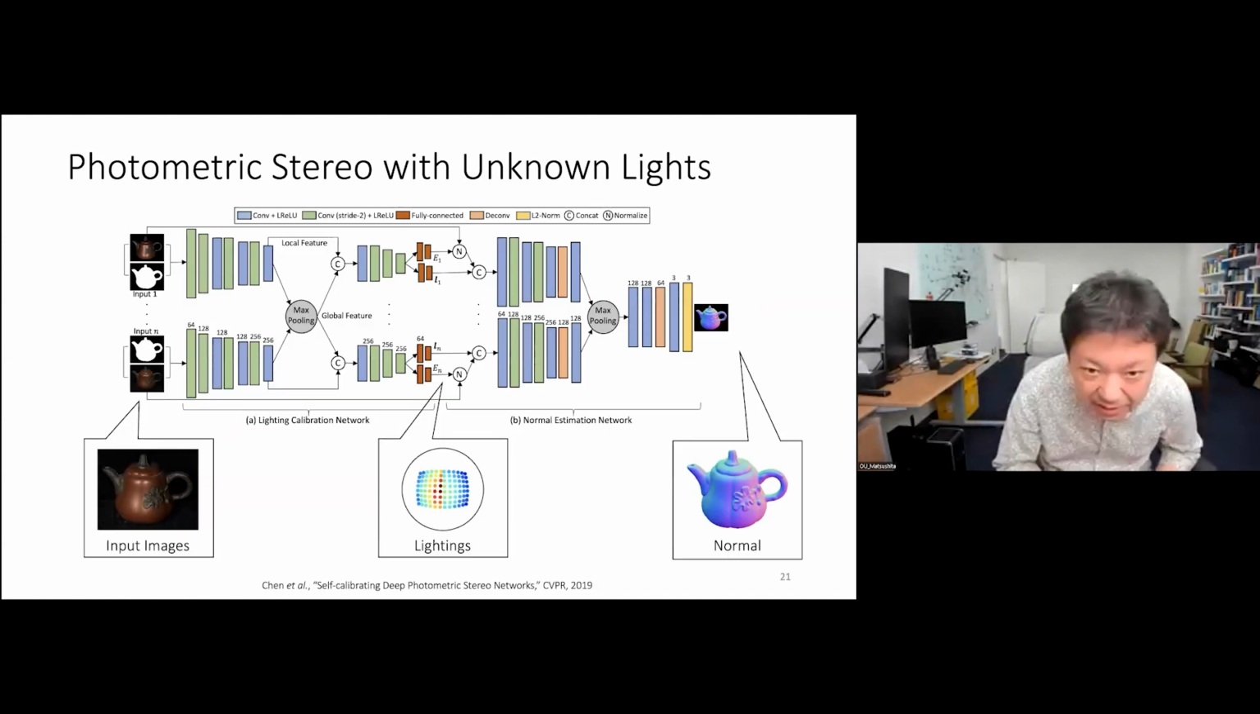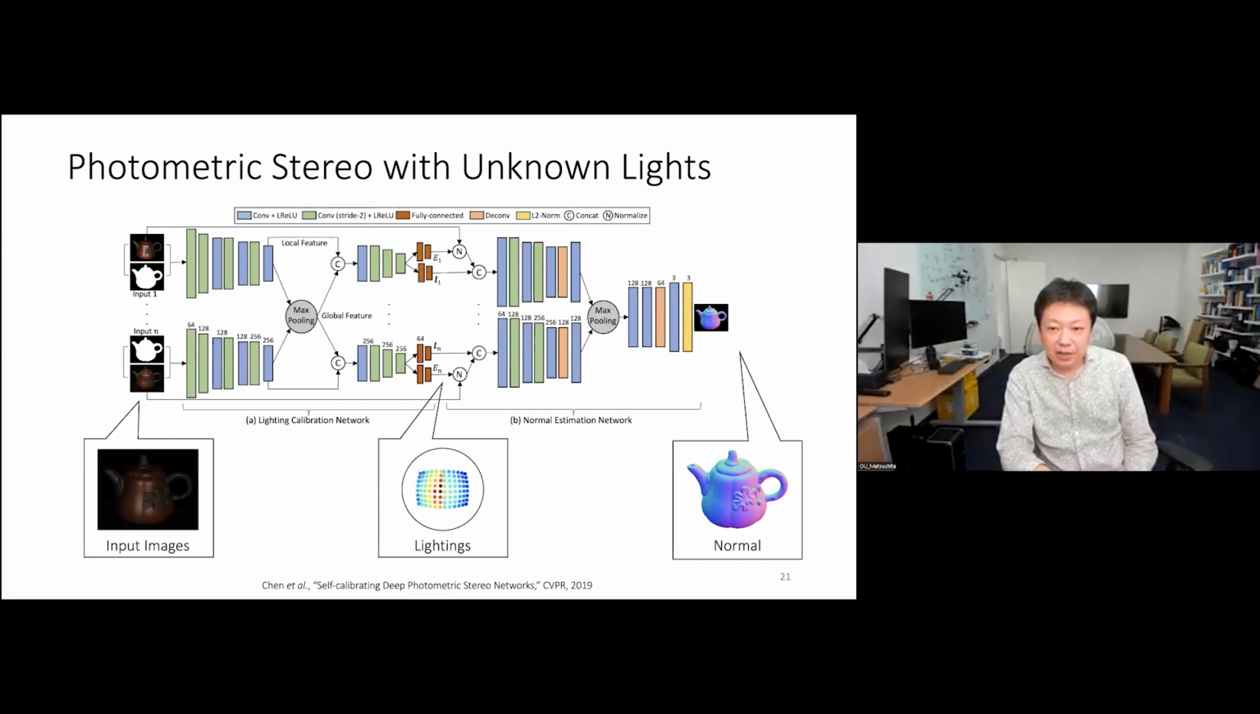We also look at the case of unknown lighting. So far I have been assuming that the light directions are always known. However, in practice, it is not easy to calibrate the light directions. Therefore, we have developed a method that works even without knowledge of the light directions. This figure shows the network architecture of the method. I'm not going into the detail, but it estimates the light directions in the first block, and then it estimates the surface normal.